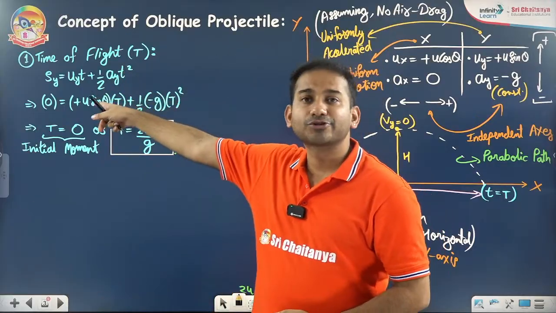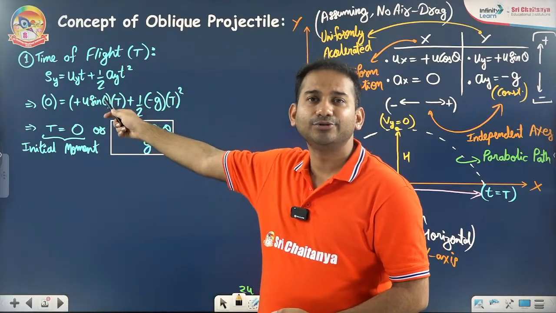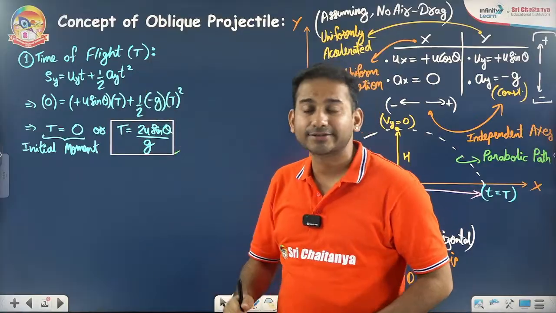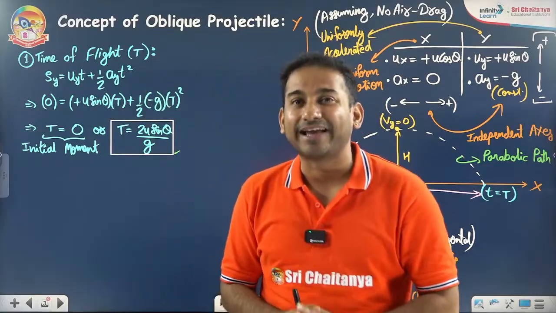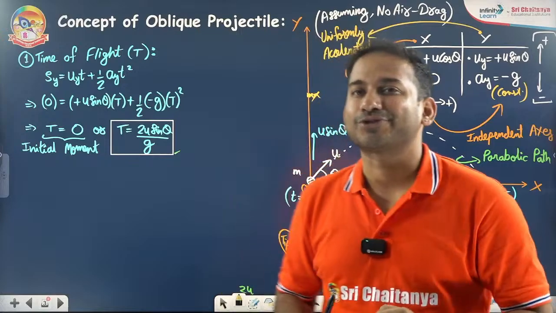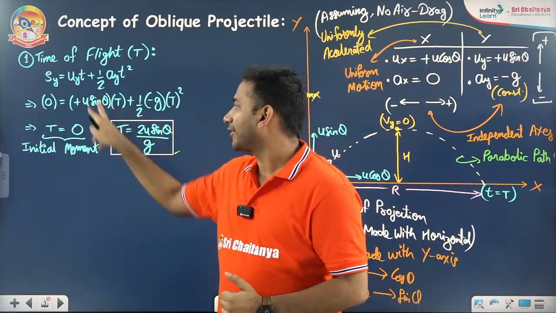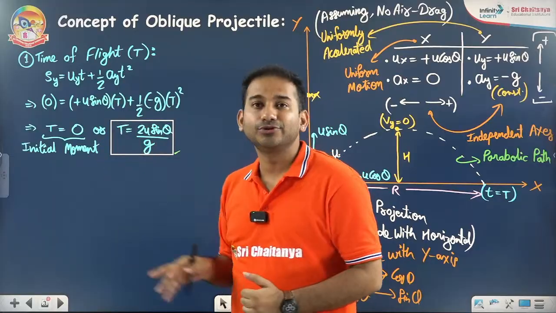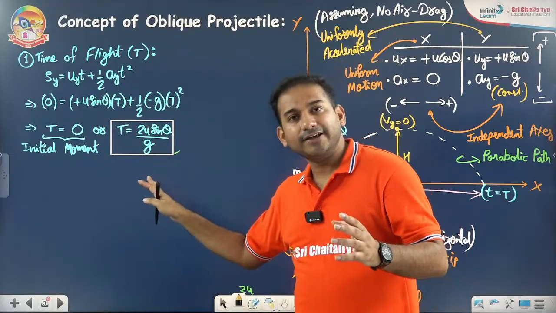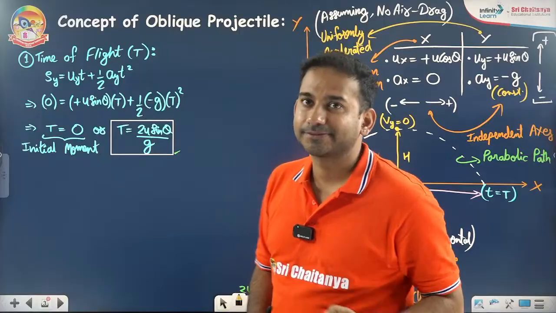So I'll consider the motion in the y direction. Sy is equal to uy into t plus half ay into t square, which means I have applied the second equation of motion, s equal to ut plus half at square, in the y-axis. By doing that, what I got is the time formula, 2u sin theta by g. It's an NCERT formula. You are supposed to remember this.